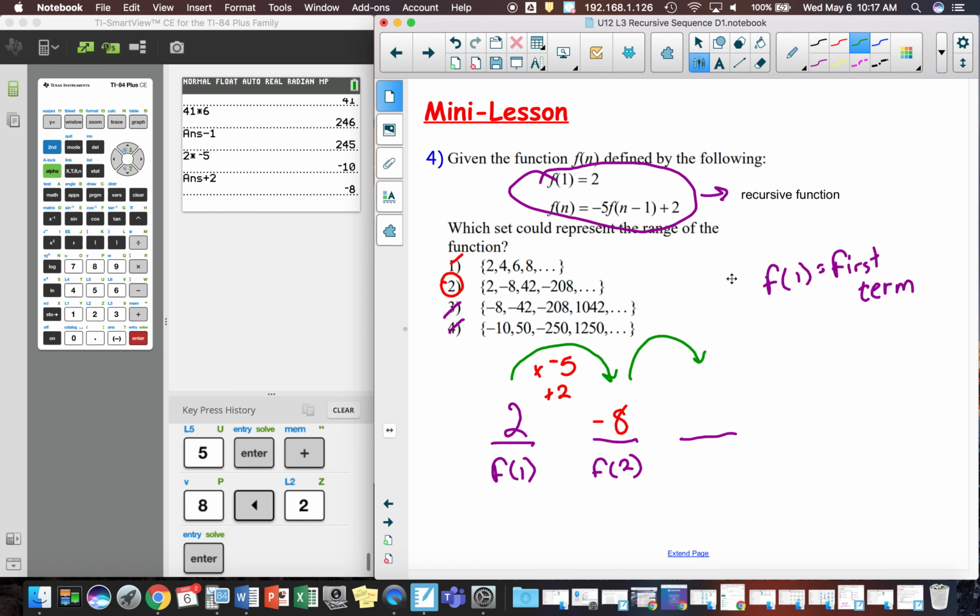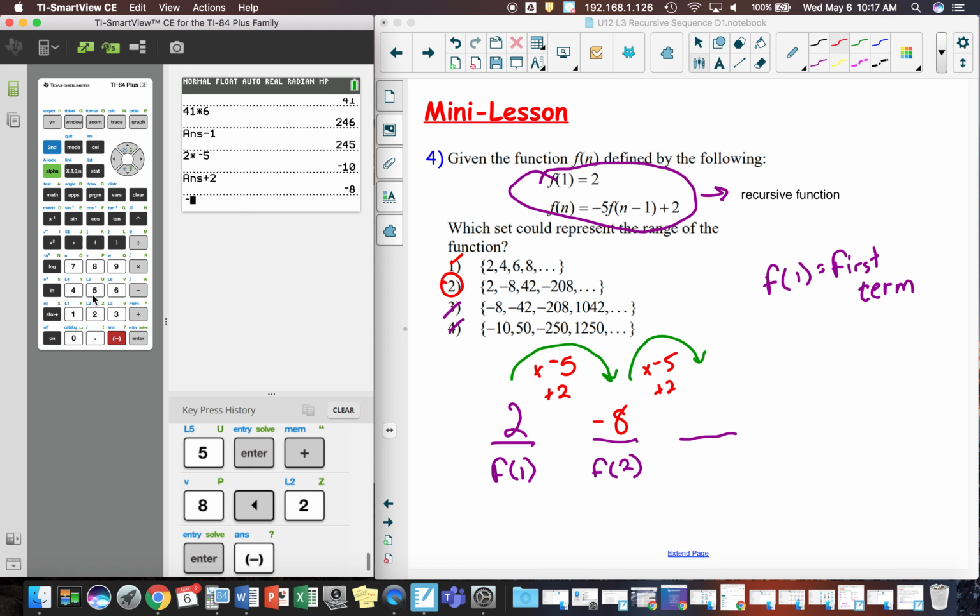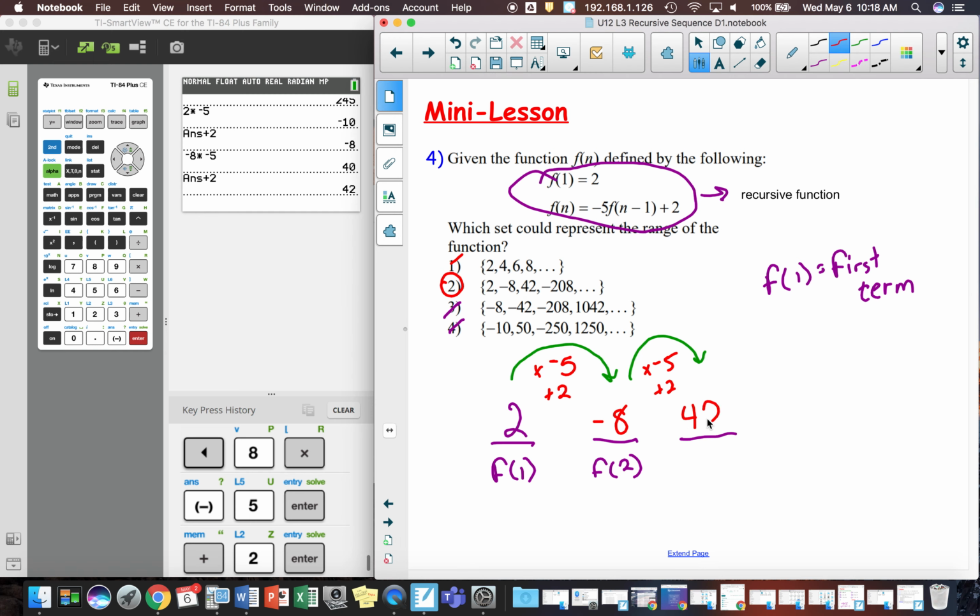So again, draw my arrow. My rule is multiply by negative 5, add 2. And let's try it. So I have negative 8. And I'm going to multiply by negative 5. So times negative 5 gives me 40, plus 2, and it gives me 42. So we found out that that next term is indeed 42. So I have 3 is 42. So our third term must be 42. I know that that answer is right.